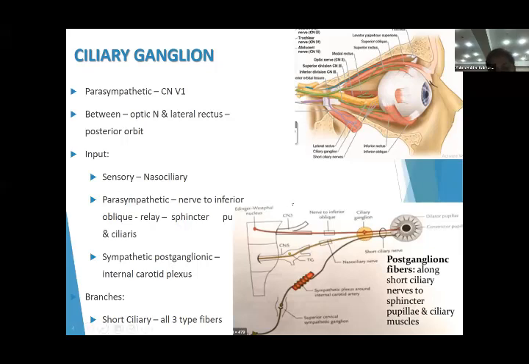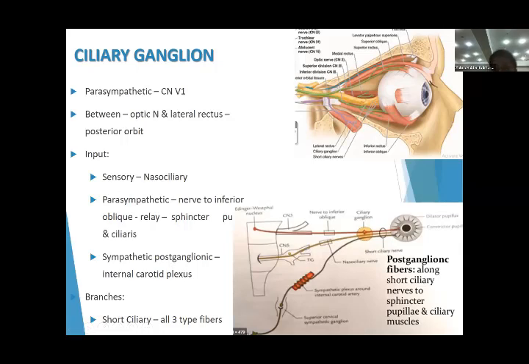अच्छा, अब बताने वाली बात ये है कि इसमें जो sensory fibers हैं, sensory fibers they simply, this is the trigeminal ganglion, this is the trigeminal nerve. The sensory fibers are coming via the trigeminal nerve. They pass through the trigeminal ganglion, and then they pass into the ophthalmic division, first division of the trigeminal nerve.